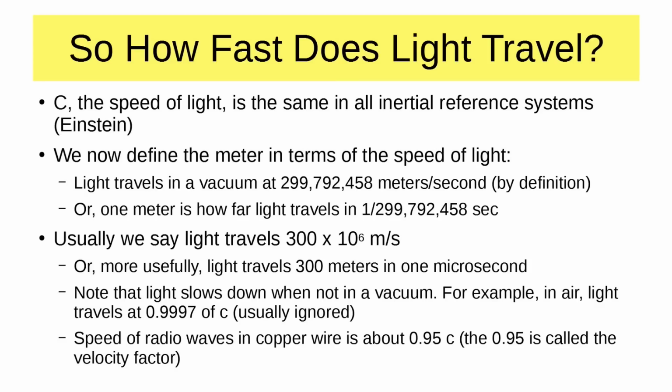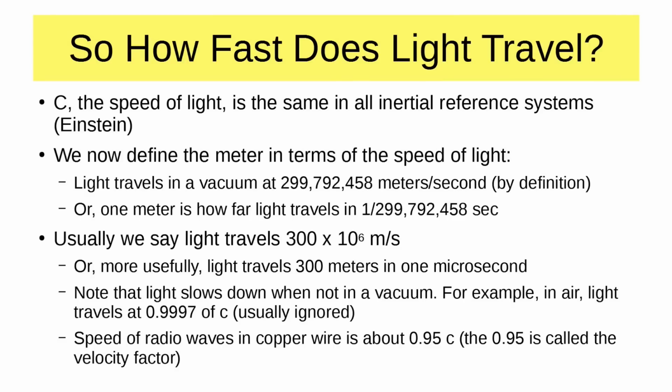Now, usually instead of saying light travels 299,792,458 meters per second, we say light travels 300 times a million meters per second, since that's very close. 10 to the 6 is a 1 followed by 6 zeros. Or more usefully, light travels 300 meters in 1 microsecond. A microsecond is easily measurable by modern equipment.